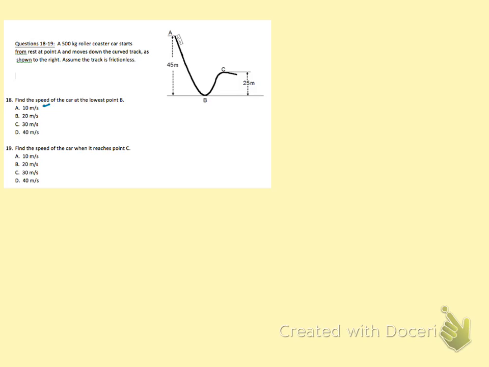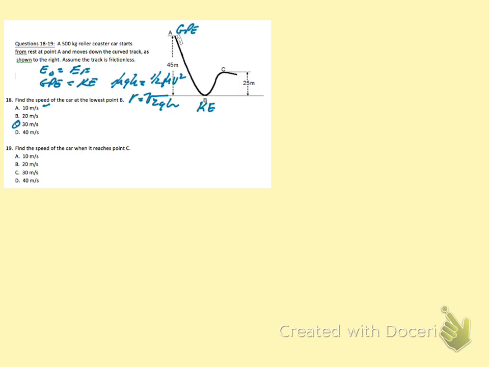So we're starting at the top and it has all GPE, and we're ending at B with no GPE but all KE. So we can say initial energy has to equal final energy. So GPE initial has to equal KE, or mgh has to equal 1/2 mv squared. Divide by mass on both sides, and we're going to get velocity equals the square root of 2gh. When you solve for that, you should come up with 30 meters per second.